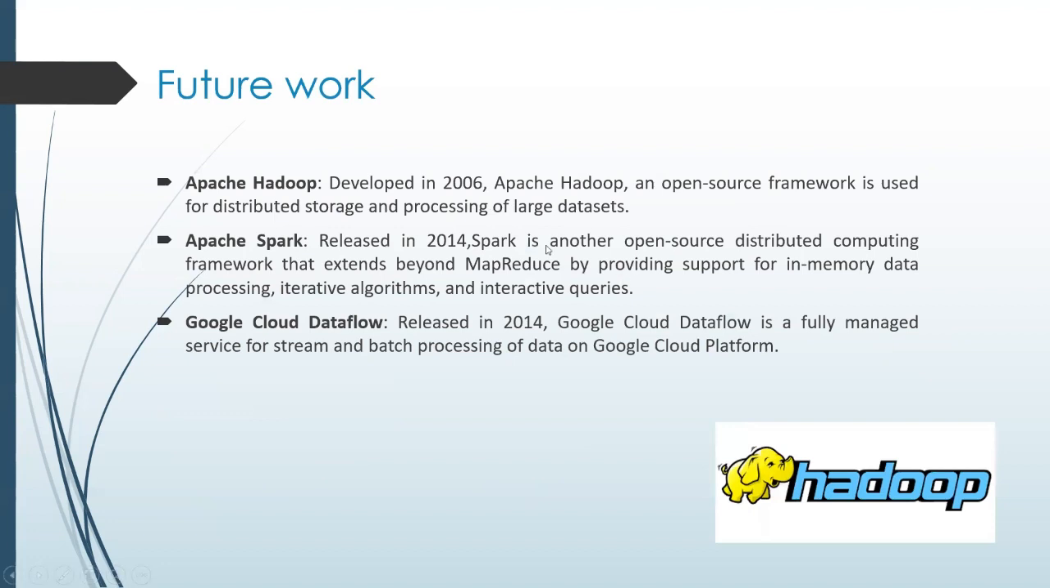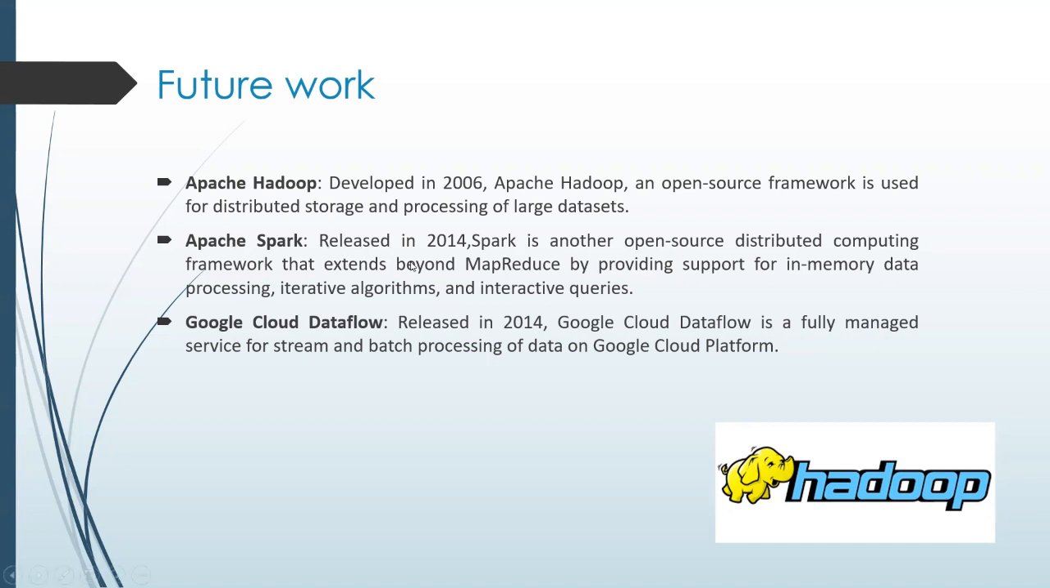So, what are the advancements that have been made after MapReduce? There was Apache Hadoop, which was developed in 2006 after MapReduce, which was developed in 2003. Apache Hadoop, an open source framework, is used for distributed storage and processing of large data sets. This has HDFS, the Hadoop Distributed File System, for storage, and YARN, Yet Another Resource Negotiator, for resource management.